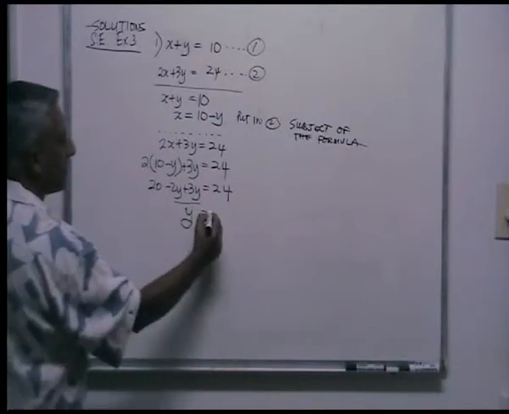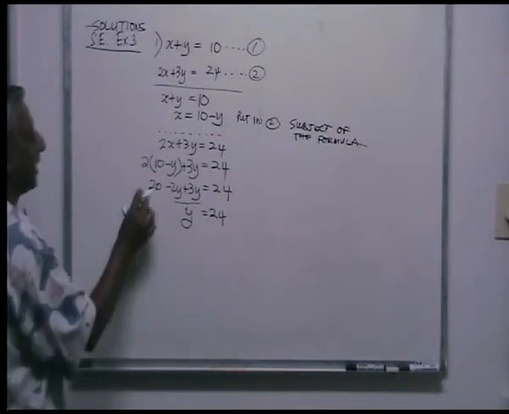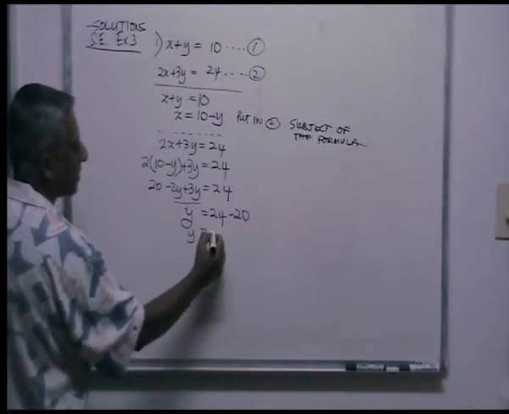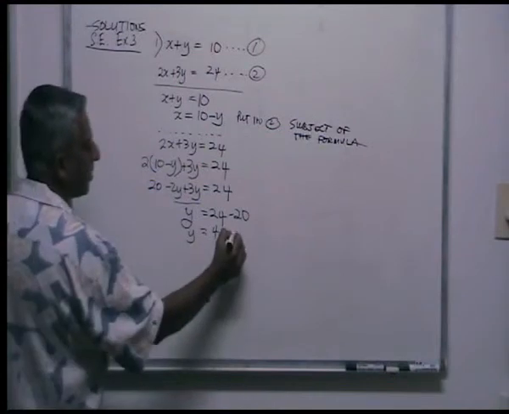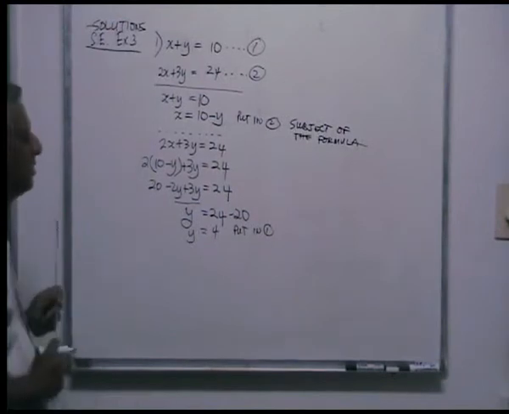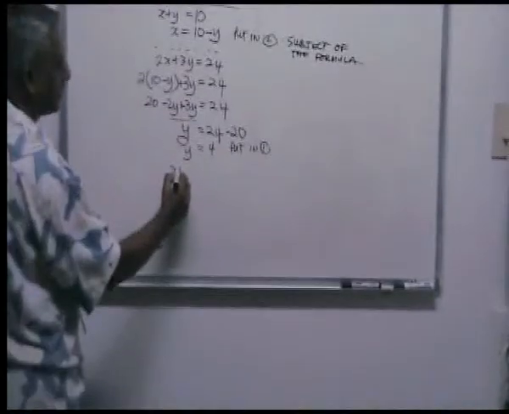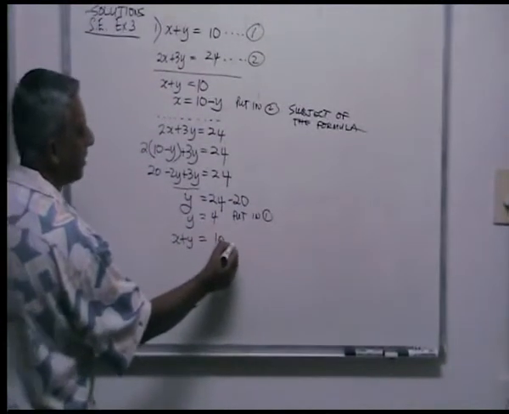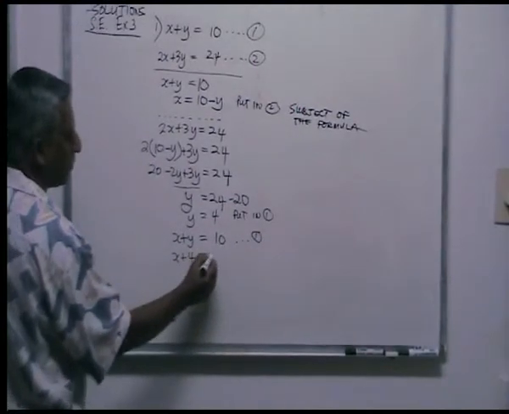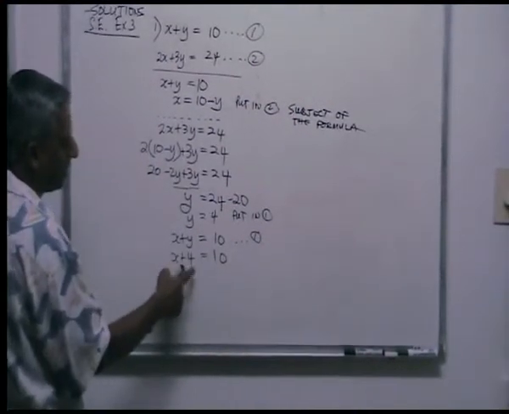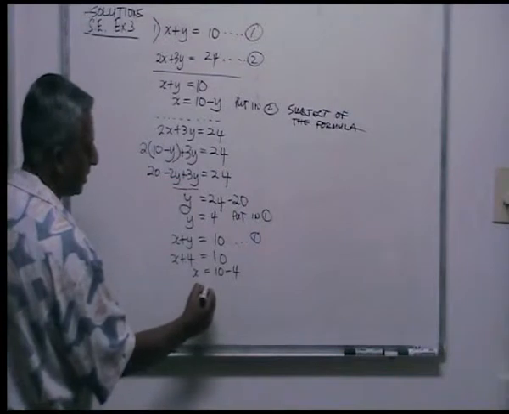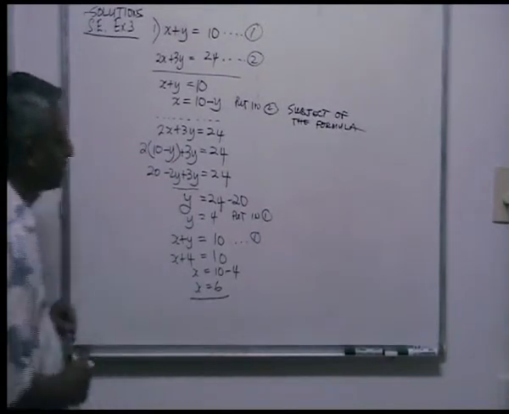Now this 20 has got to go on that side. So there's your 24. I can leave the 24 just like that. Take this 20 that side, it becomes minus 20. So y is equal to 24 minus 20, which is 4. Now you've got the value for y. Put it in number 1. Choice is yours. You can put it in 1 or you can put it in 2. Now, x plus y is equal to 10. That's number 1. And we know that y is 4. So x plus 4. You see, I put the 4 where there is y. x plus 4 is equal to 10. x is equal to 10 minus 4. 10 minus 4 is 6. So x is equal to 6.